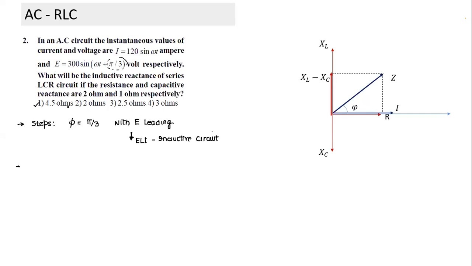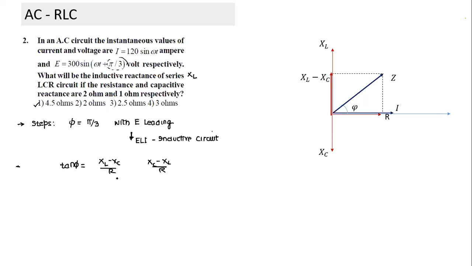Then how do I get an equation which will help me find the XL value? I have to find XL. So basically it makes sense. Which equation will I use? Tan phi is equal to, see, tan phi could be XC minus XL, or it could be XL minus XC. But which one it is depends on what kind of circuit it is. So should I use XL minus XC by R, or should I use XC minus XL?